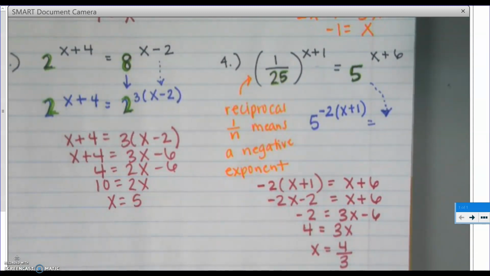All right, so use these examples to help you with the Delta Math activity, and remember that there are additional videos in Delta Math for you to try.